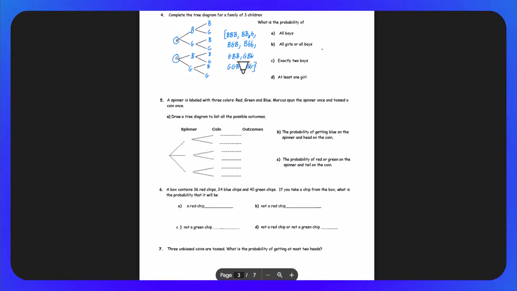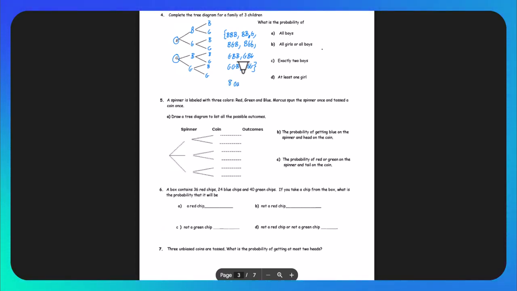So the first thing we figure out is how many outcomes there are. Well, there's 8 possible outcomes. And the first question, what is the probability of all boys? Well, there's only one event that has all boys, so one outcome. So the probability of that would be 1 over 8.